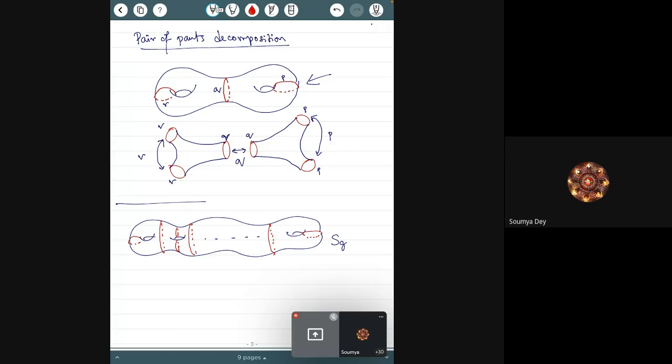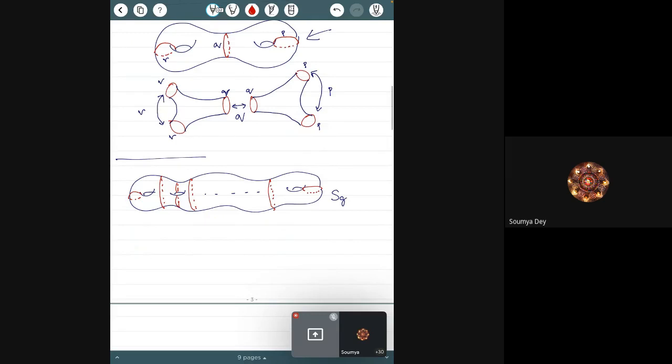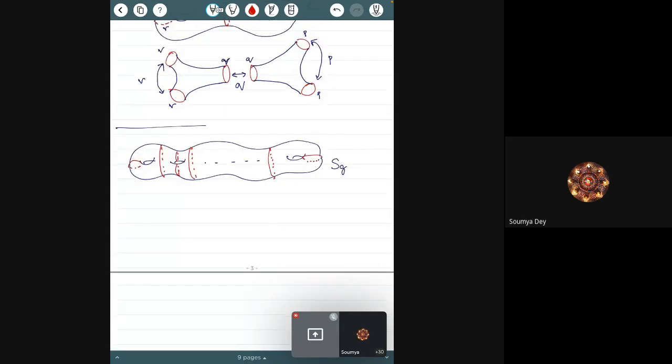So suppose you have such a surface S_g, a topological surface. There is no hyperbolic structure yet. You can check that the curves that I have drawn here will give you a pair of bands decomposition. This is not unique. There can be other sets of curves which will give you another pair of bands decomposition. But given this genus g, for S_g you have exactly 3g minus 3 band curves always. This can be checked.